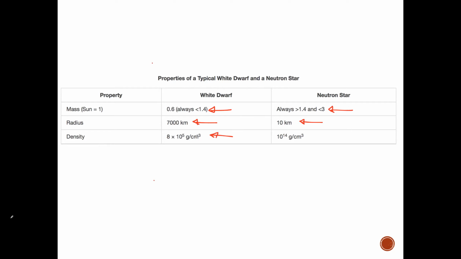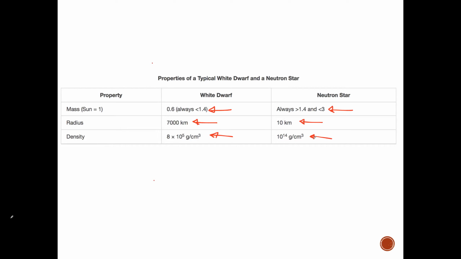For the white dwarf it is 8 times 10 to the power of 5 grams per cubic centimeter. But when you look at the neutron star, it is 10 to the power 14 grams per cubic centimeter, right? And you can see that neutron stars are very dense, very small, and at the same time, the mass is actually a little larger than the sun, right?